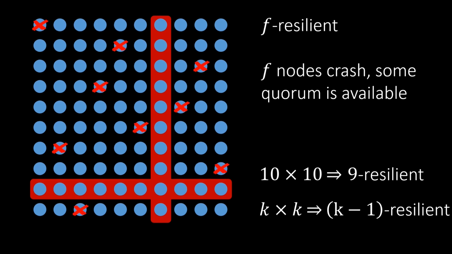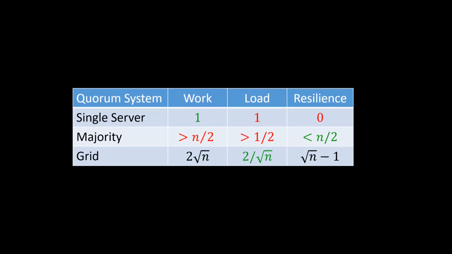Let's compare our quorum systems regarding resilience. We have just seen that the grid has a reasonably good resilience since roughly a square root of the nodes can crash. The single server has the worst possible resilience. If the single server is out of order, the only quorum is gone. So the single server has 0 resilience. Regarding resilience, the majority system is great, as almost half of all the nodes can crash, and we still are guaranteed to have an available quorum.